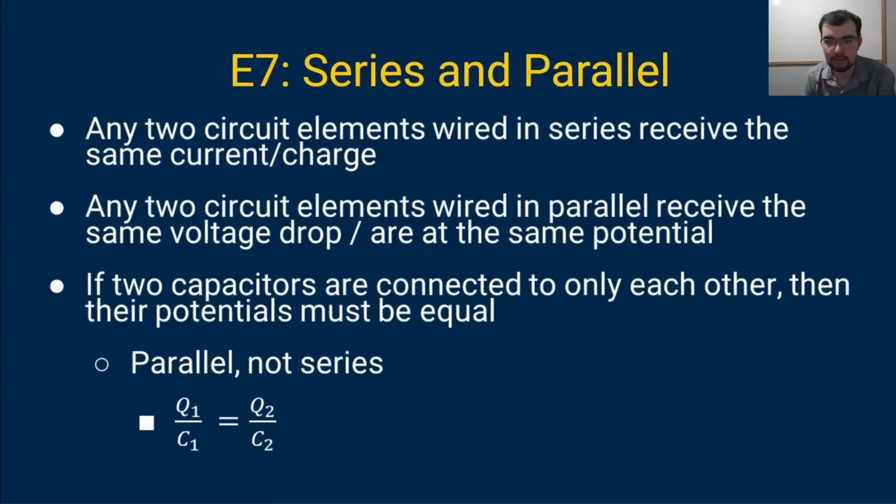Additionally, any two elements in parallel have the same voltage drop because they form a closed loop, and by Kirchhoff's loop rule, you know that if they make a loop with each other, they have to have the same potential. So a tricky case of this is that two capacitors connected to each other and nothing else, even though it looks like series, it's actually parallel, because the more fundamental rule is that they have to have the same voltage drop. So for capacitors in parallel, their Q over C's have to be the same.